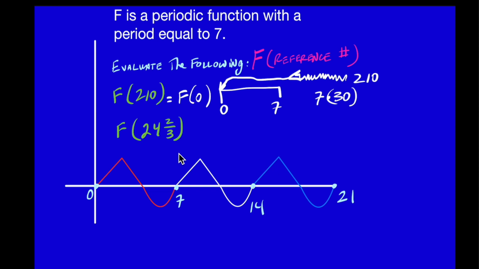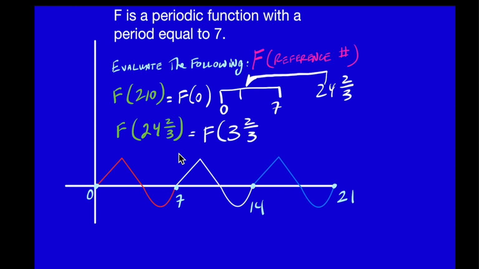Next, we have 24 and 2/3. We are out of the reference zone. We're going to go ahead and write 24 and 2/3 here and ask ourselves, how do we get into this reference zone? Well, if we subtracted 3 times 7, so if we subtracted 21, we would get 3 and 2/3. So this is an accepted answer, or you could change that to an improper fraction. That's up to you. But f of 24 and 2/3, whatever that y value is, is going to be the same as f of 3 and 2/3.